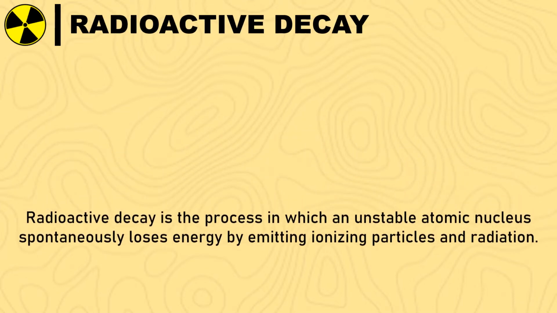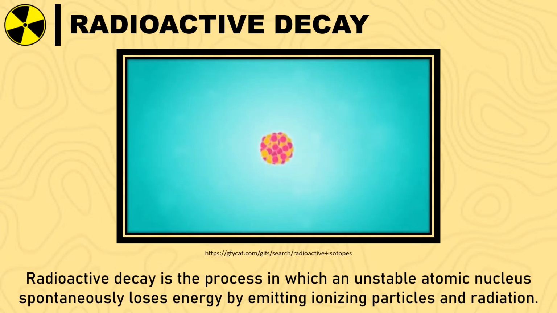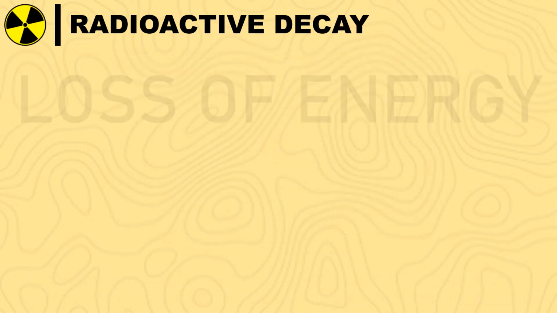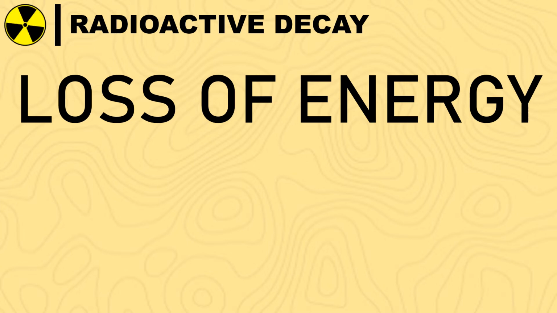Radioactive decay is the process in which an unstable atomic nucleus spontaneously loses energy by emitting ionizing particles and radiation. This decay, or loss of energy, results in an atom of one type, called the parent nuclide, transforming to an atom of a different type, called the daughter nuclide.